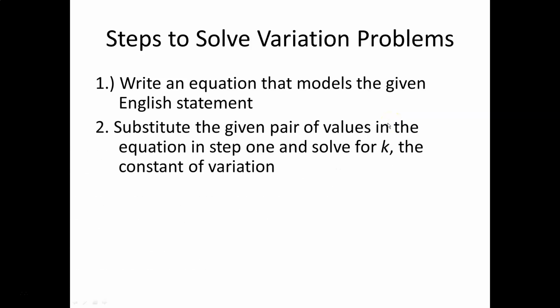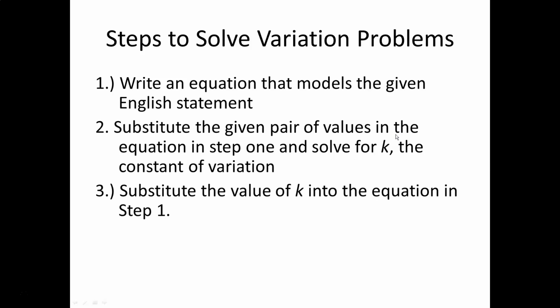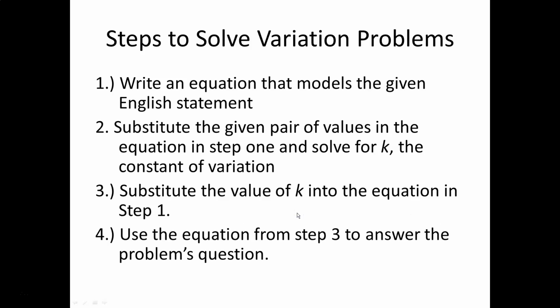Then, after you have that down, you're going to substitute the given pair of values in the equation in step 1, this equation here, and solve to figure out what k is. That's the constant of variation. Next, you will substitute the value of k that you got here into the equation you wrote here. Then, you're going to use the equation from this step to answer the problem's questions. And I know this seems kind of vague and abstract, so let's do an example.